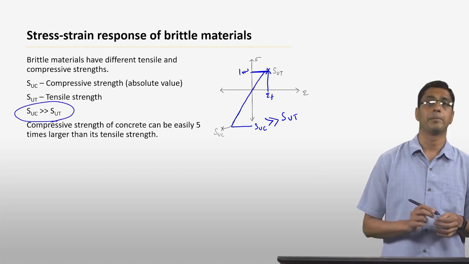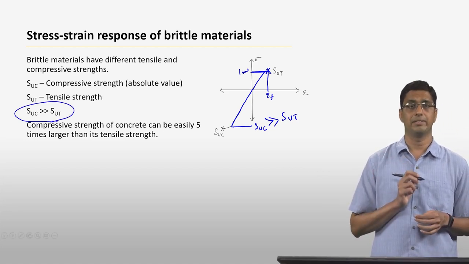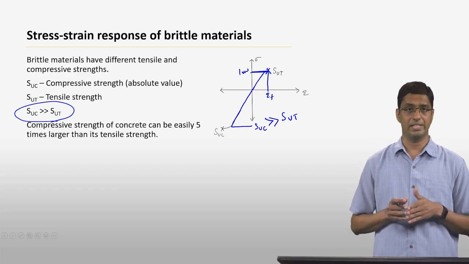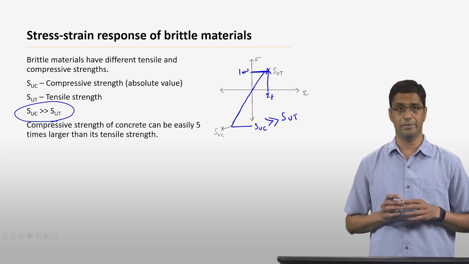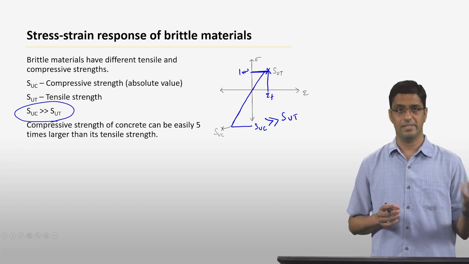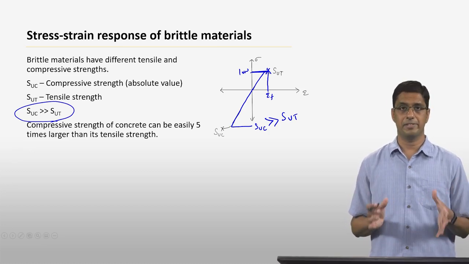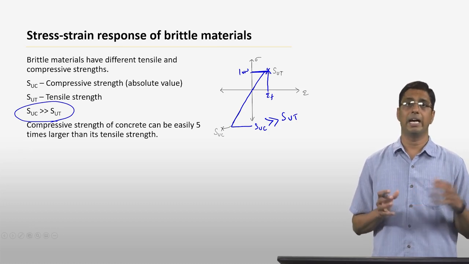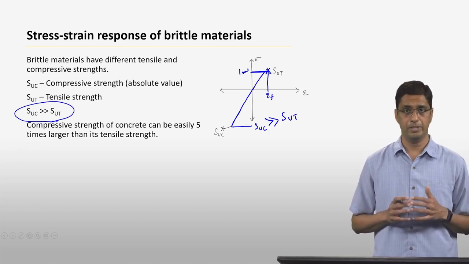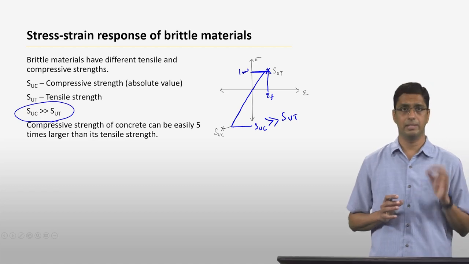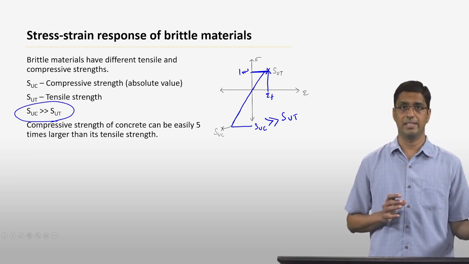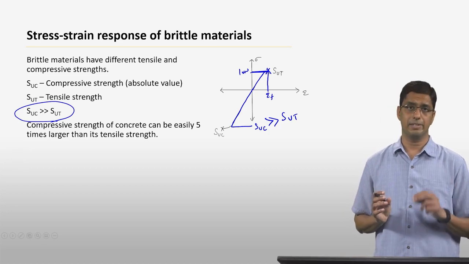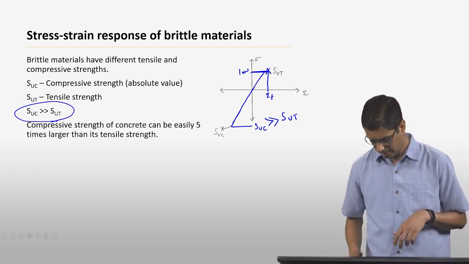So the ultimate compressive strength is quite a bit larger than the ultimate tensile strength. Here, when I say SUC and SUT, I'm just referring to the absolute values. Of course, compression means the stress is negative, but the compressive strength itself is the absolute value of the stress at which it fails under compression. So it is important to know that the compressive and tensile strengths are different for brittle materials, and the compressive strength is quite a bit more than the tensile strength.